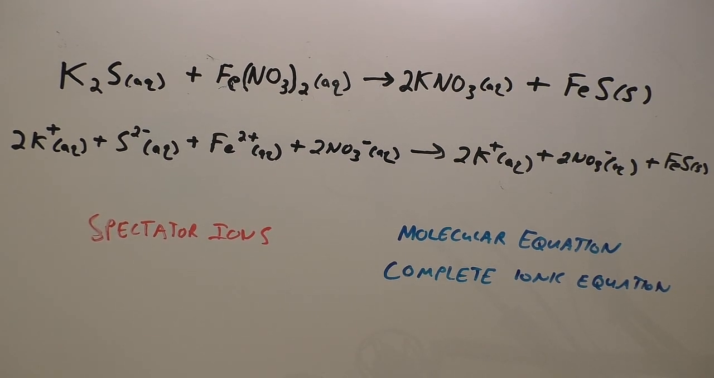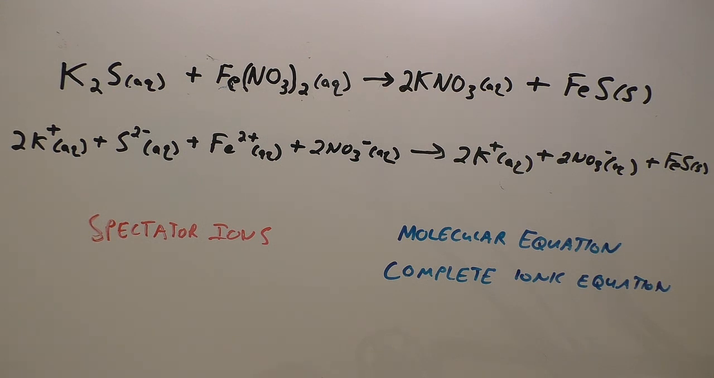And they're spectators because just like a spectator watches a sporting event without participating in it, the spectator ions are kind of in the mixture, but they don't actually react. They don't actually form new bonds or break any of their bonds or anything like that. They're just kind of along for the ride.